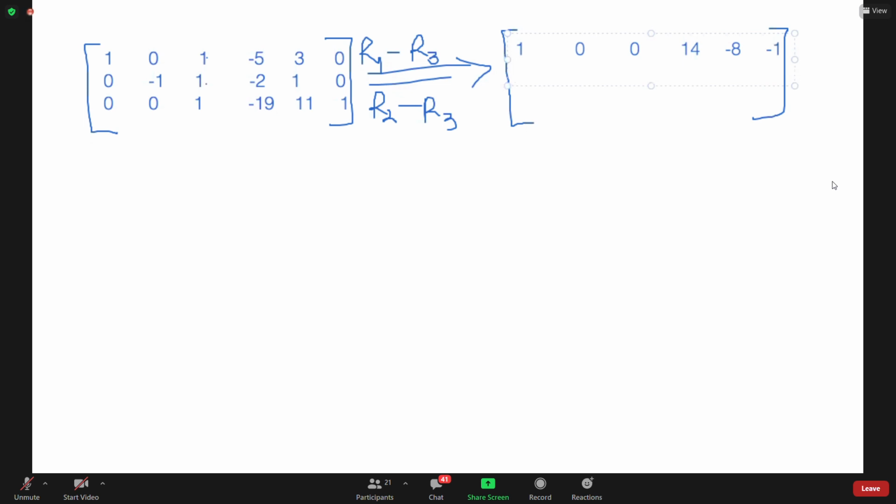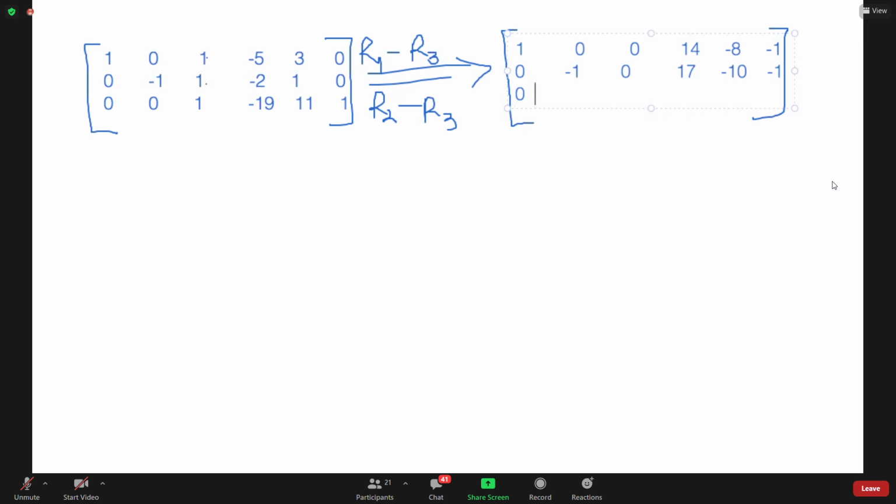Okay. Second row will remain. Will become 0. Minus 1 minus 0 will remain minus 1. 1 minus 1 will become 0. And then here I have minus 2 minus 19. So minus 2 plus 19, that is 17. 1 minus 11 is minus 10. And 0 minus 1 is minus 1. I think that should be fine.